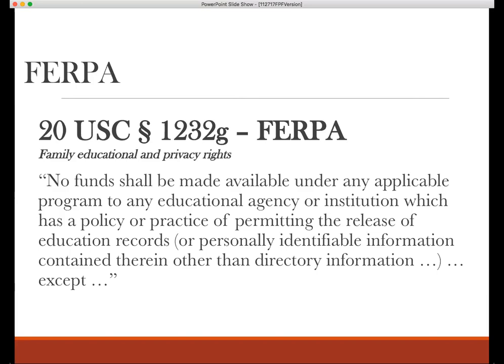When FERPA was first passed in 1974, most school records were held on paper. They were in filing cabinets on school premises, and disclosing information required a conscious, voluntary act on the part of individuals. This would mean handing a file to someone who asked, mailing a transcript to a college, or answering a phone and answering questions about a student.